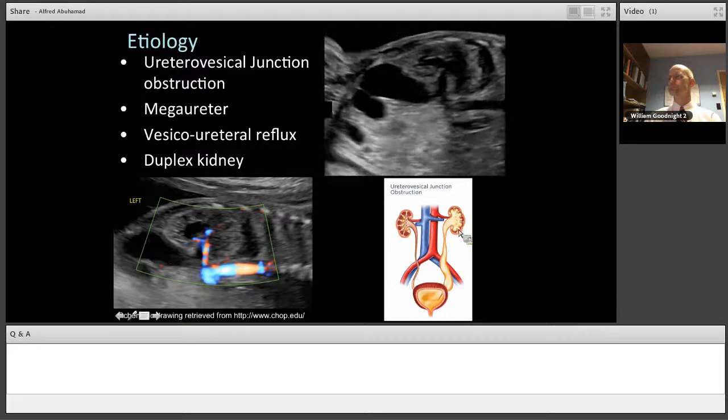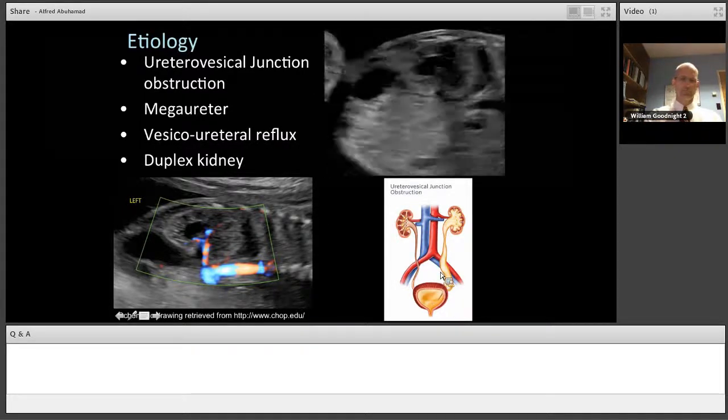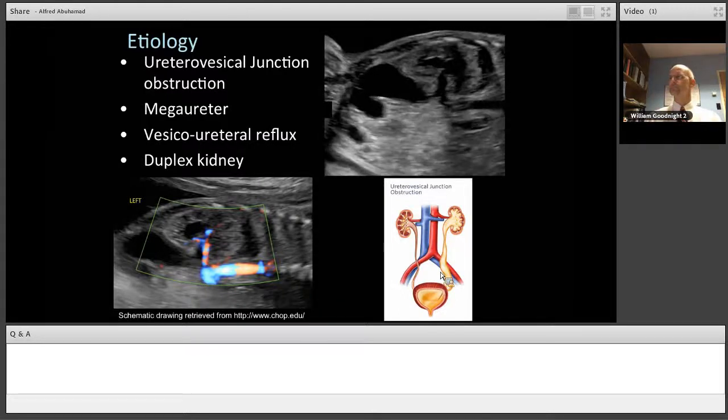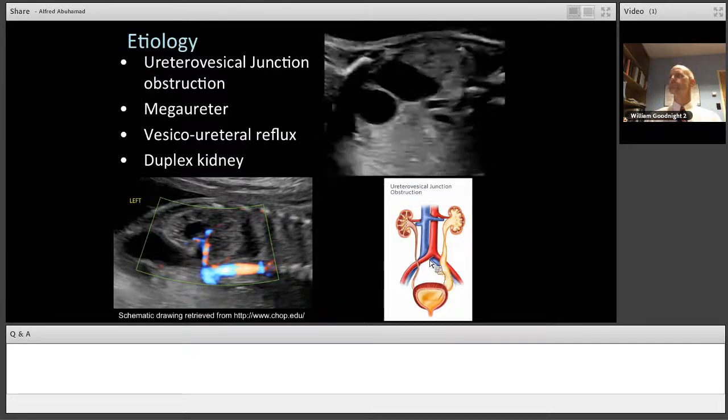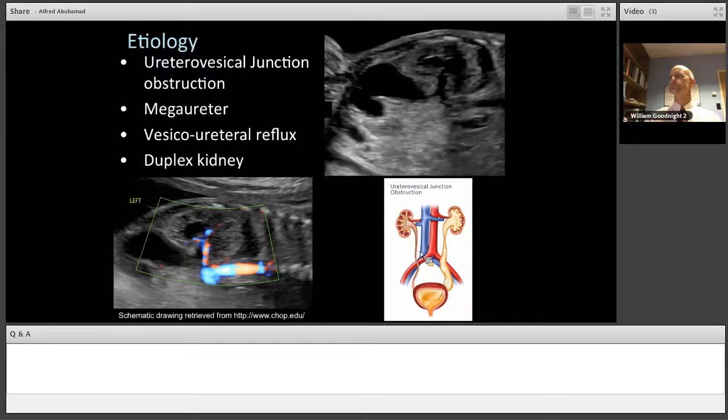The other etiology could be just a mega ureter, and there are some classifications of that. I didn't want to go into details in the interest of time. Certainly, vesicoureteral reflux is quite common, and duplex kidney I will expand on and discuss in more details.